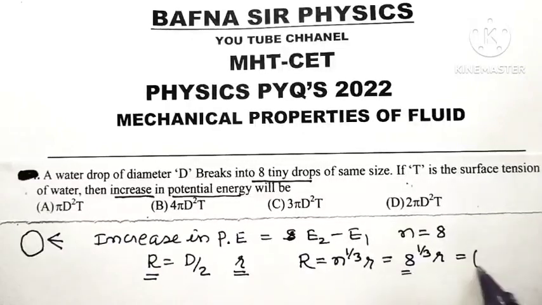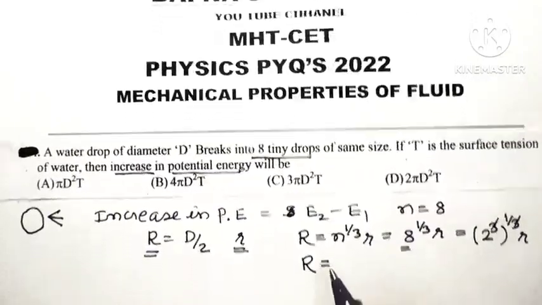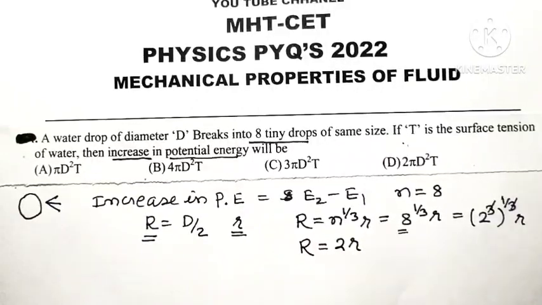So R is equal to 8 raised to 1 by 3 into small r. But 8 can be written as 2 raised to power 3, because 2 into 2 is 4, and 4 into 2 is 8, and it is raised to power 1 by 3. So the 3 and 1 by 3 cancel, and finally the radius of the bigger drop is equal to 2 times the radius of the smaller drop, or the radius of the smaller drop is equal to the radius of the bigger drop divided by 2.